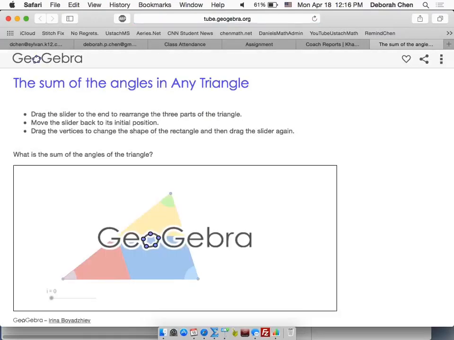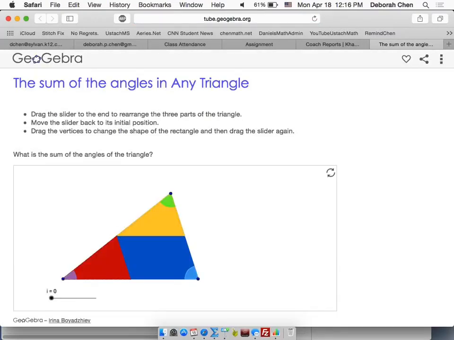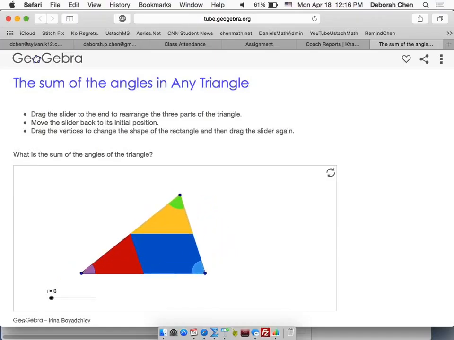Now let me just show you a demo to prove to you that any triangle is going to end up being 180 degrees. So here's my triangle. I have angles in the corner, right?